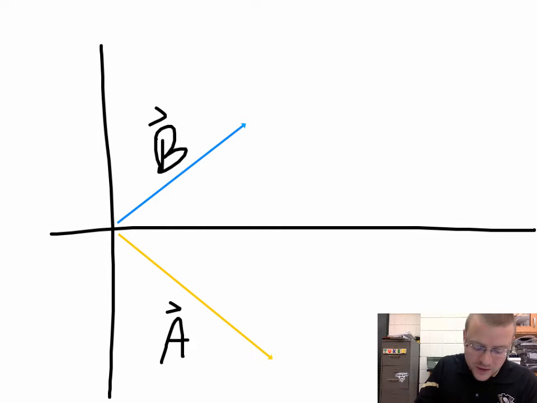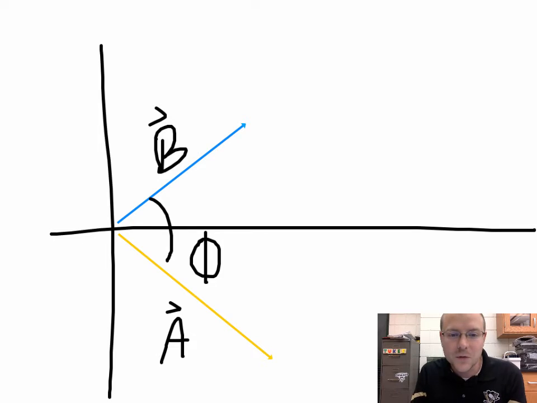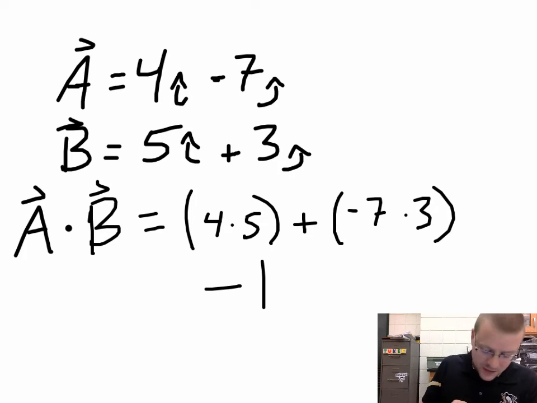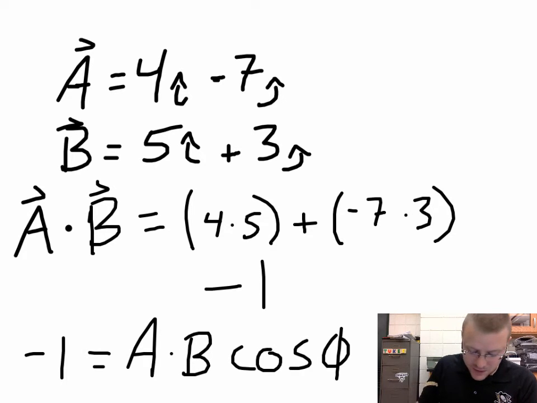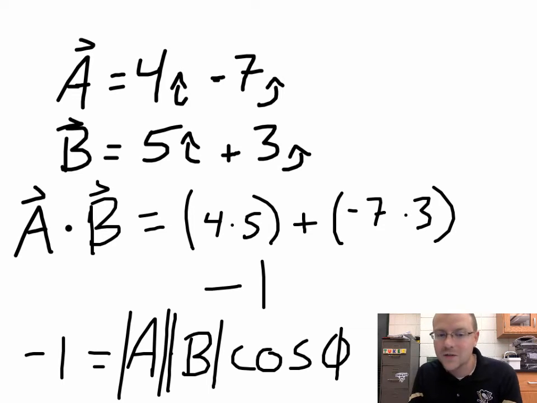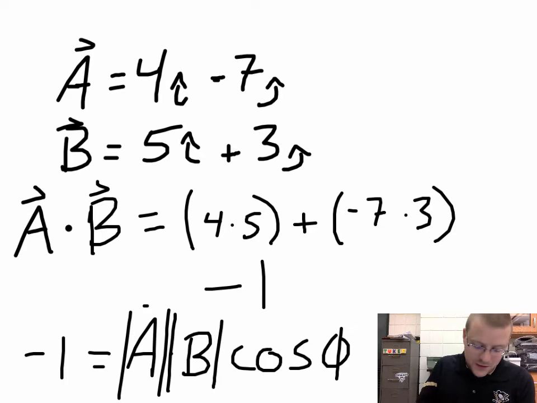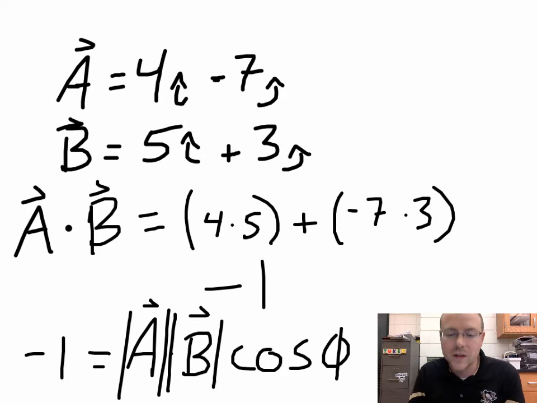The goal would be to find the angle between these two. What is that angle phi that we want to know between A and B? So what we have to do is take A dot B and set it equal to the magnitudes of A and B multiplied by the cosine of phi. So what I need to do now is multiply the two magnitudes of vector A and vector B together so that I can get a number to move to the other side and find my angle.